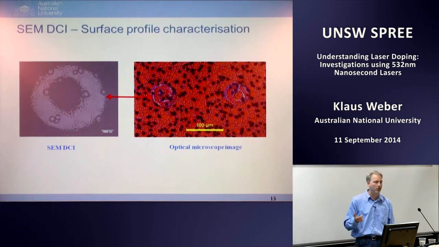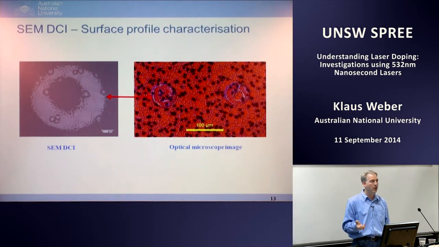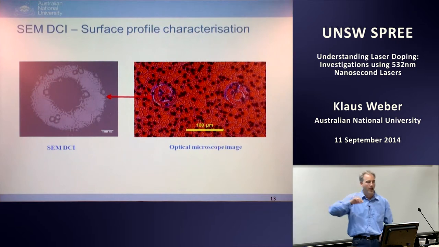I mentioned at the beginning that we have the possibility to modify the beam shape in that system. So one of the things that we did was to change the beam shape from a Gaussian beam to a donut shape in this case. So we've got basically a ring of very high intensity, with that intensity tailing off towards both the inside and the outside, and in the middle we have a very low intensity beam.